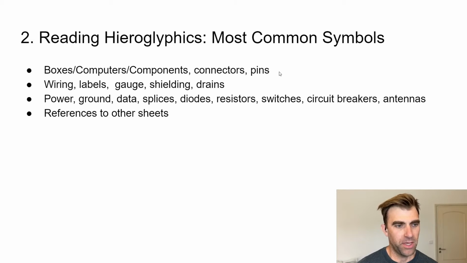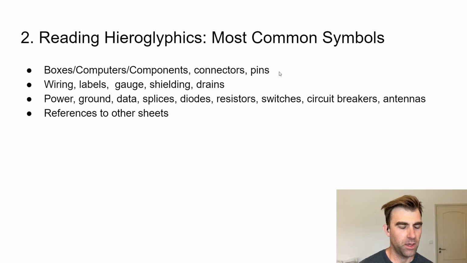All right, and then next we have all of the basic components that you're going to see very frequently. Power, so that's going to be like a source like a battery, or maybe a generator, or even an AC system that's going to be generating power for the aircraft. Your grounds, data wiring, splices where multiple wires might be connected together, diodes, resistors, switches, circuit breakers, and antennas. So I think these are the ones that are most common in aircraft wiring diagrams that you're going to be getting your hands on.